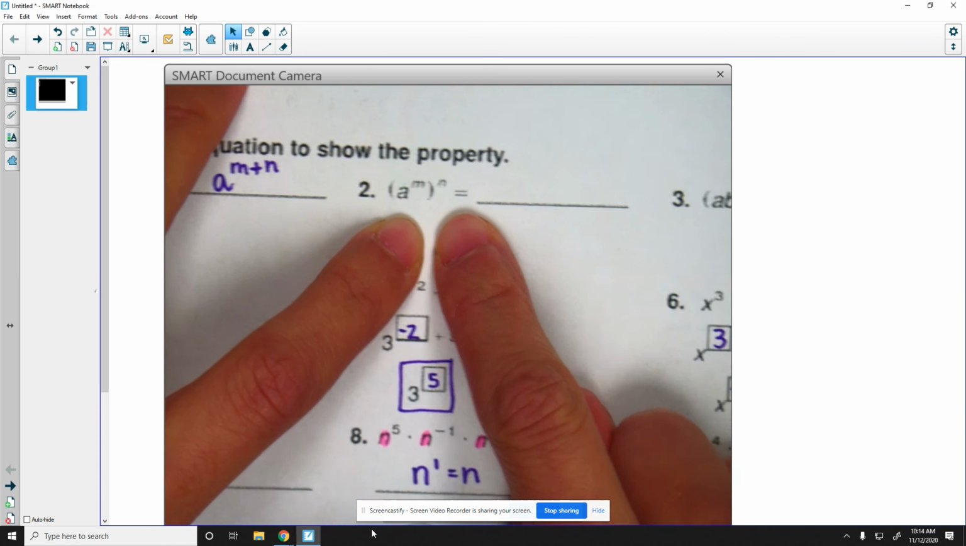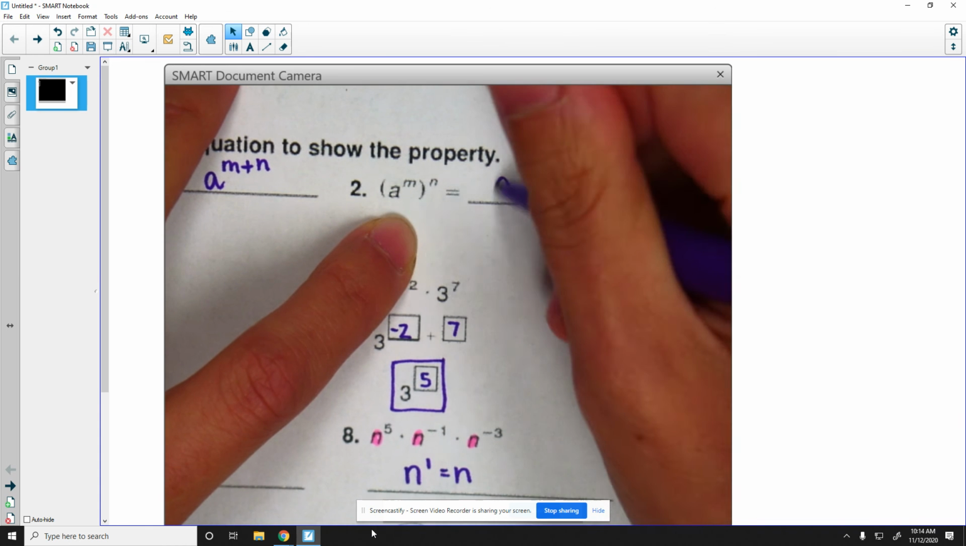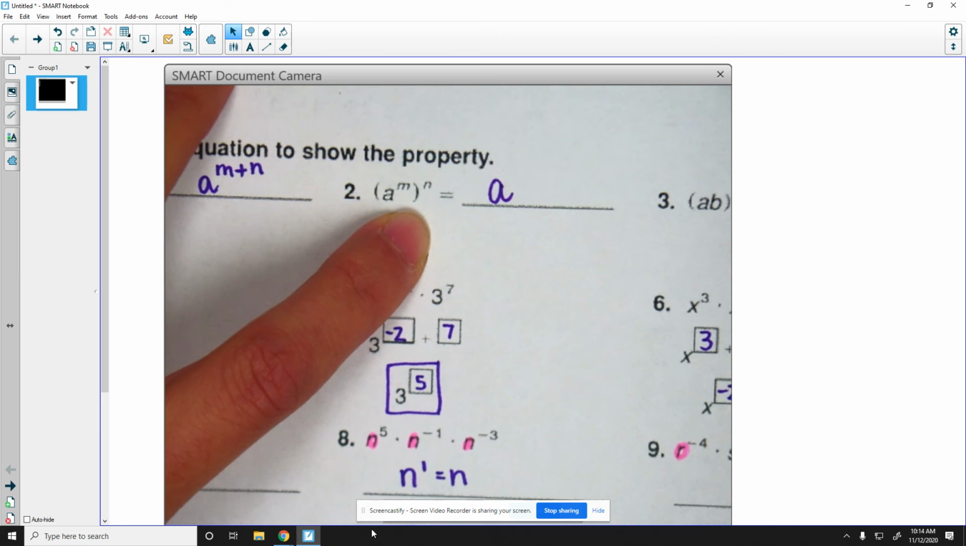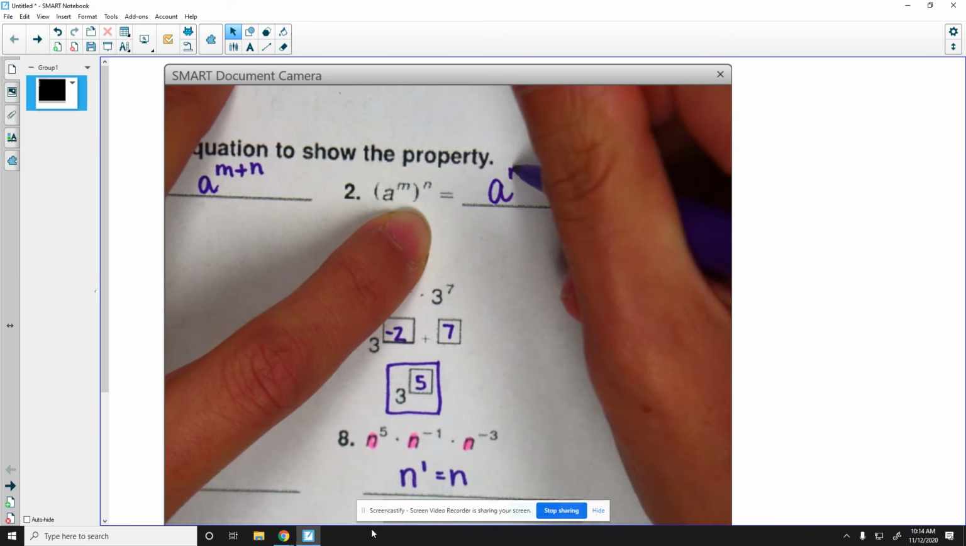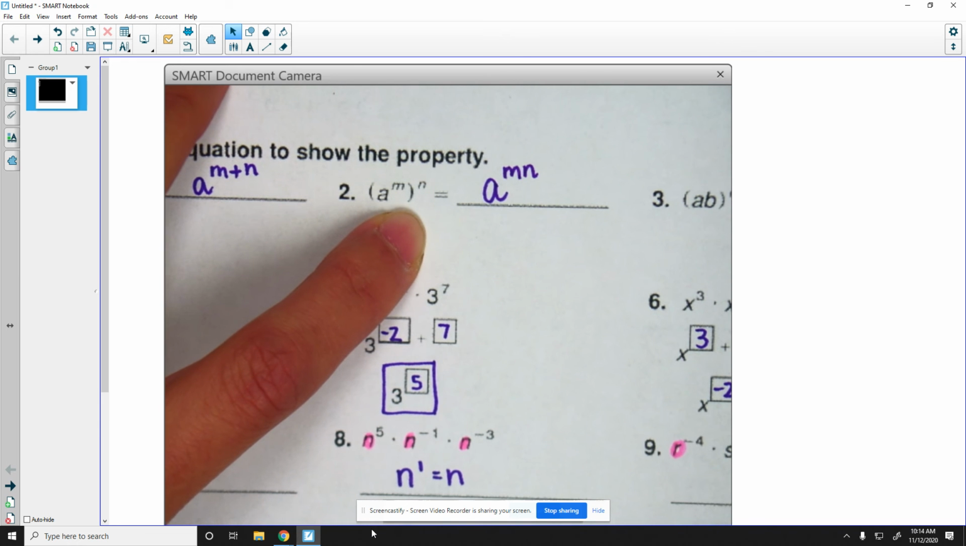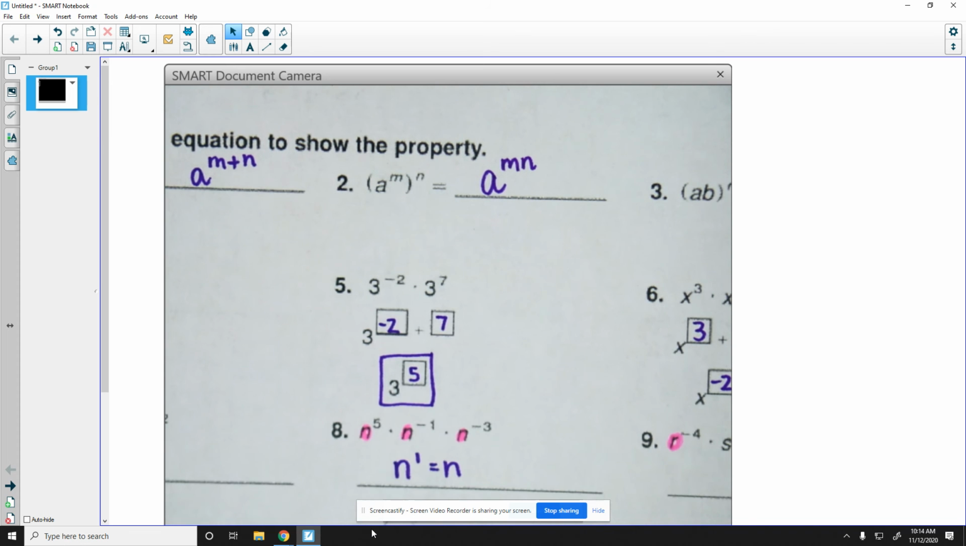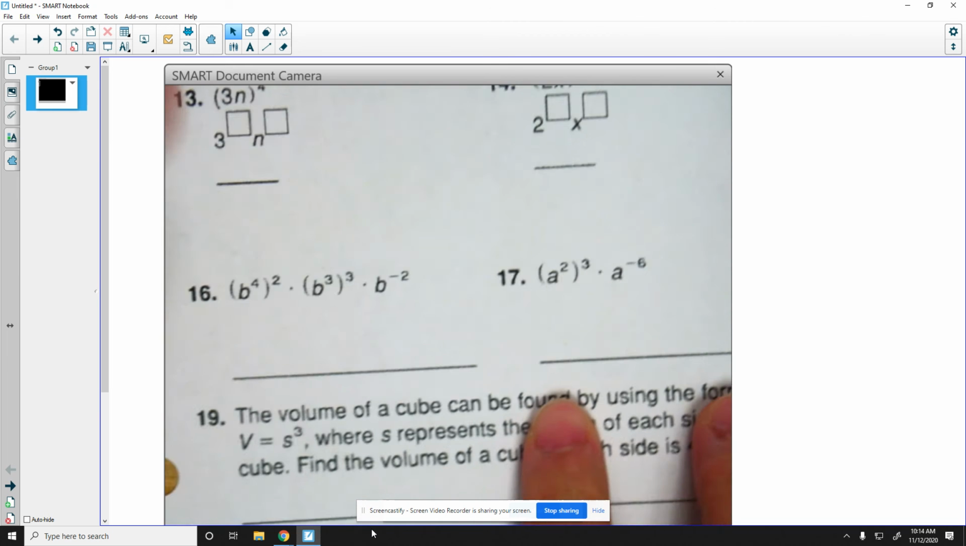So back to number 2. I get a to the m times n, so mn. You can say m times n, or you can say mn. All right, let's make it a little bit more complicated now. Let's go to number 13.